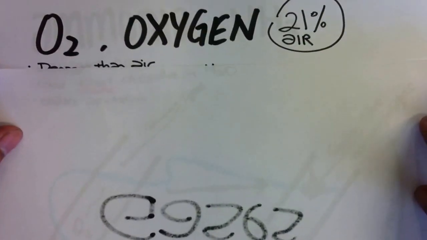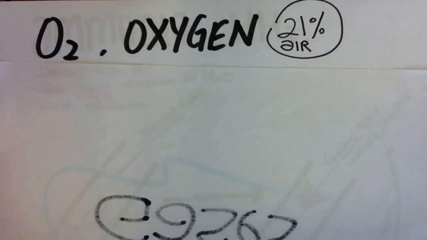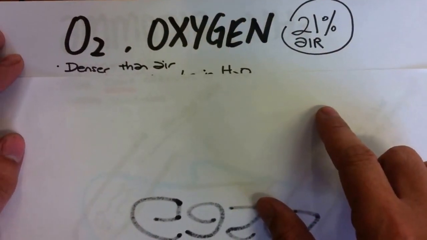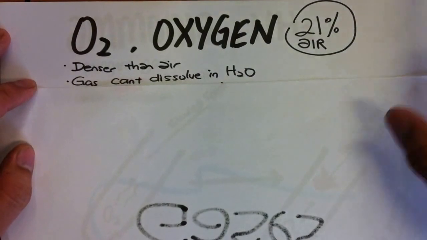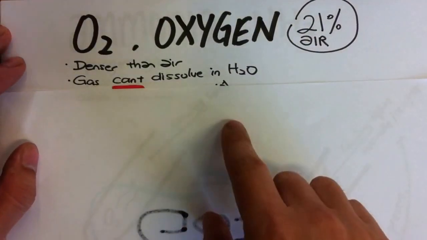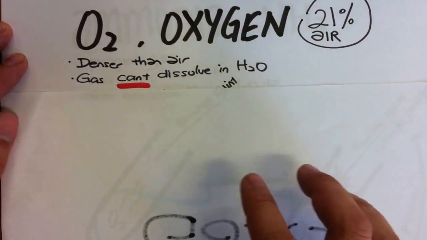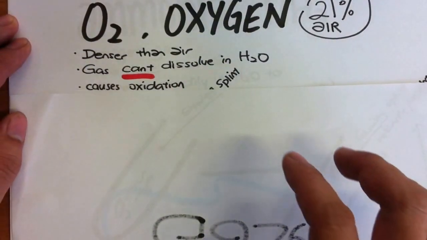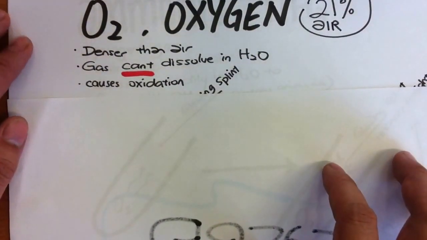Next gas we want to talk about is oxygen gas. Now, oxygen gas is found in air. Air contains 21% of oxygen. Oxygen is denser than air. Oxygen, just like hydrogen, can't dissolve in water. And oxygen causes oxidation. It's one of the gases responsible for rusting.